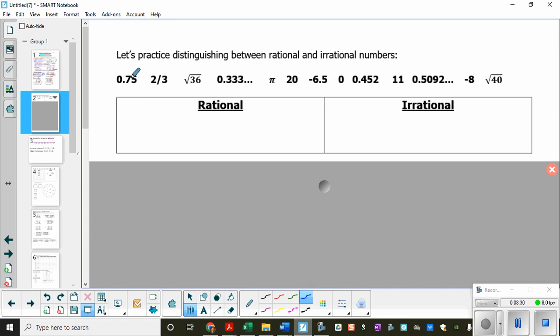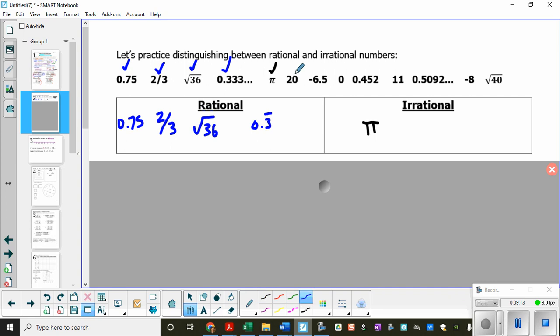So the 0.75, since that's a decimal that stops, we're going to put it over here. Okay, so I got a 0.75. We've got that one. 2/3 is a fraction, so I know I can write it in rational. All right, we do know the square root of 36. The square root of 36 is 6, so I'm going to put that one in here. All right, so 0.333 with a dot, dot, dot, because I can put the line up over it to make it look like it stops, but the line I know it repeats. That's a rational number. Now pi is the first one we're going to put on this side. Pi is irrational. All right, so we got that one.